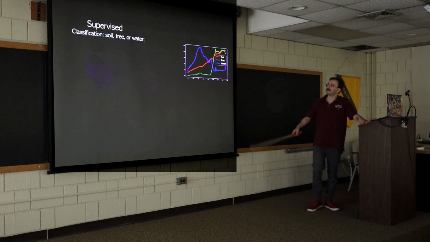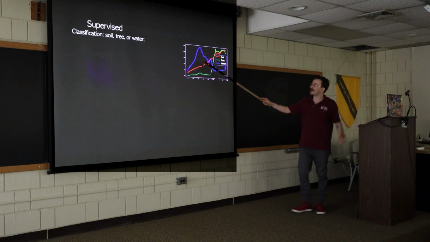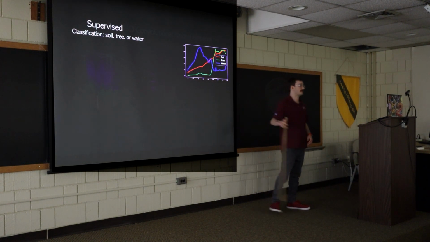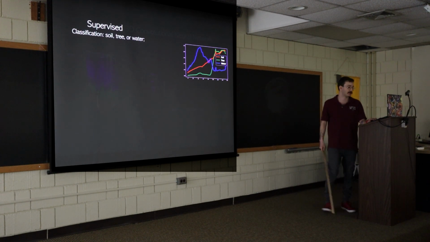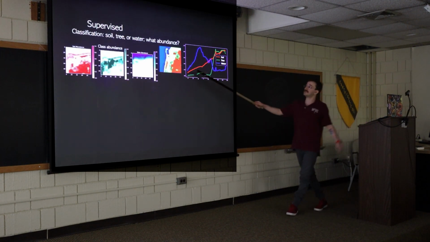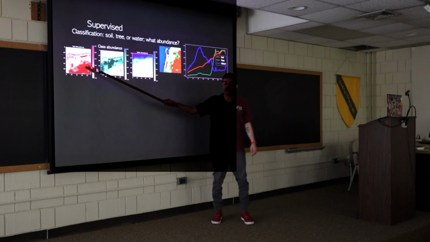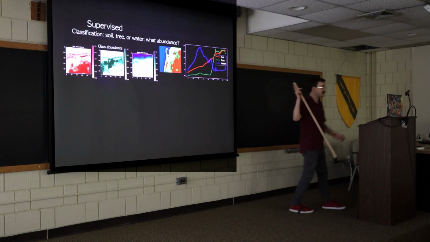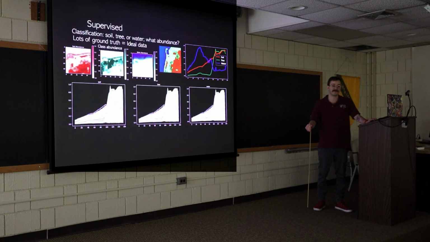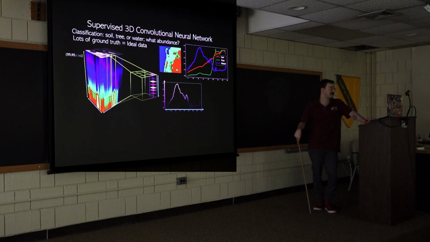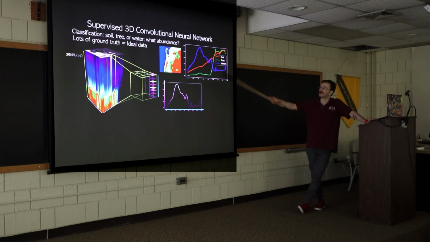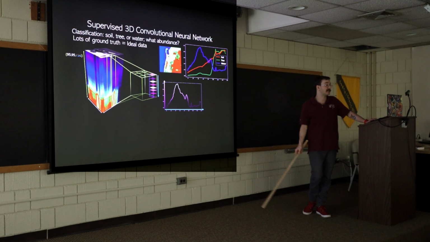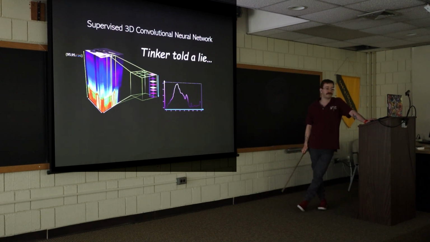And we call it supervised because when we're doing our classification, we actually know exactly what we're looking for. So these are the 3 classes. We have soil, tree, and water. And we have abundance maps for each of these classes. So I know at every pixel what the actual abundance of each of those spectra are. And that's a lot of ground truth. It's a lot of ideal data. And so in a supervised convolutional neural network that has this much data, it's very possible to get a highly efficient result.